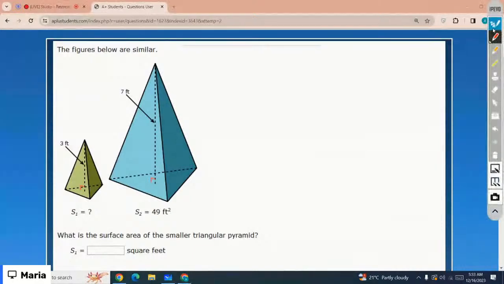What is the surface area of the smaller triangular pyramid? Now that is for the surface area. So whenever you have to calculate the surface area, you need to make the square of the corresponding sides, right? Here is 3 and here is 7. So you have to do 3 over 7 square. That is 3 times 3 is 9 and 7 times 7 is 49.